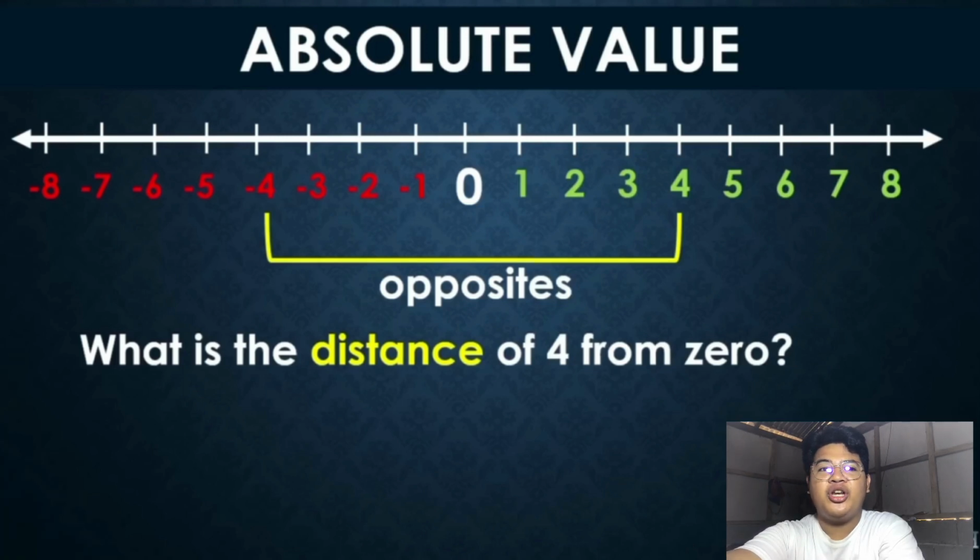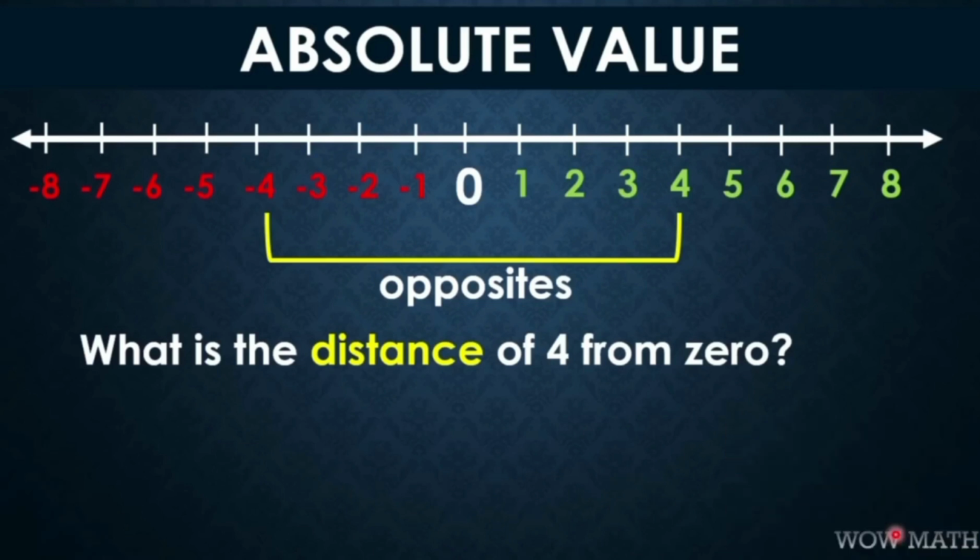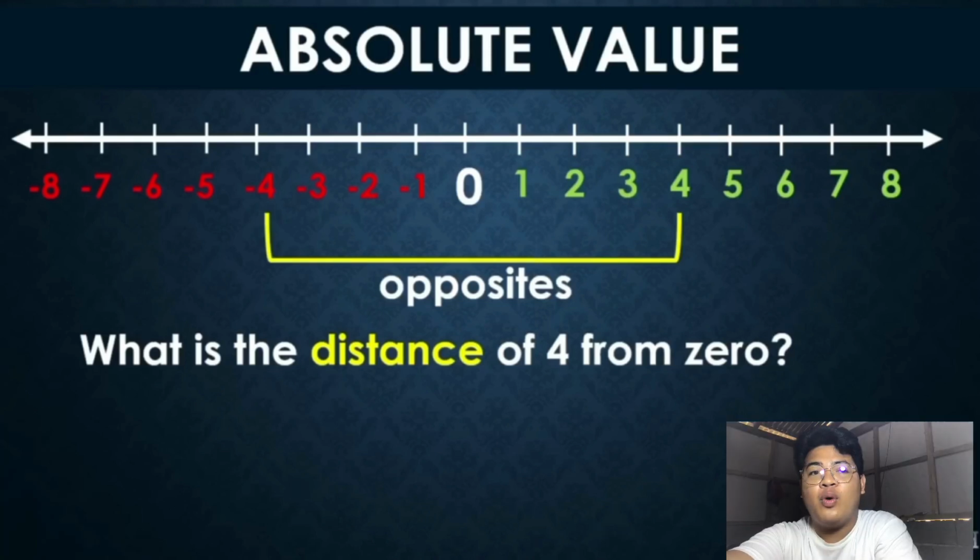So we have a question here. What is the distance of 4 from 0? How do you get the distance? We count from 0 to positive 4. So 1, 2, 3, and 4. So the distance of 4 from 0 is 4.